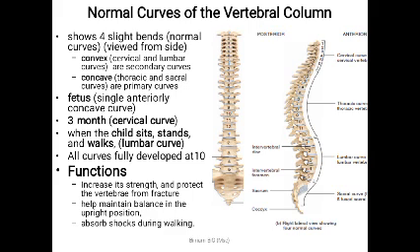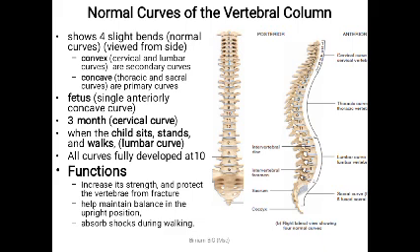Normal curves of the vertebral column show 4 slight bends. Viewed from the side, the cervical and lumbar curves are convex and are secondary curves. The concave thoracic and sacral curves are primary curves. In the fetus, there is a single anteriorly concave curve. At 3 months, the cervical curve develops. When the child sits, stands, and walks, the lumbar curve develops. All curves are fully developed at 10.